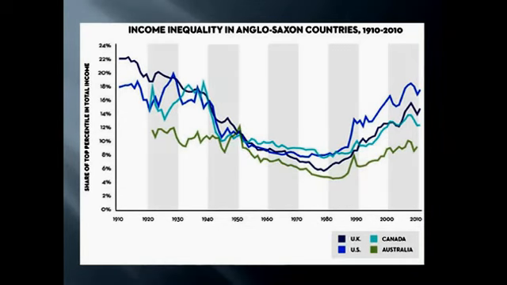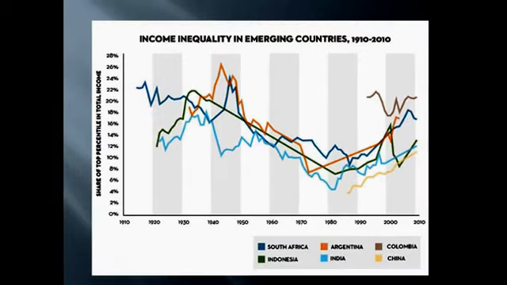These graphs show a downward trend in income inequality from the start of the 20th century until around 1970, and then a sharp upturn in inequality after, such that the income inequality in 2010 is very similar to the income inequality in 1910. And these trends are particularly marked in the Anglo-Saxon countries, such as US, UK, Australia, and Canada, as shown here, and also in middle-income emerging countries, such as India, China, Argentina, Colombia, South Africa, and Indonesia.